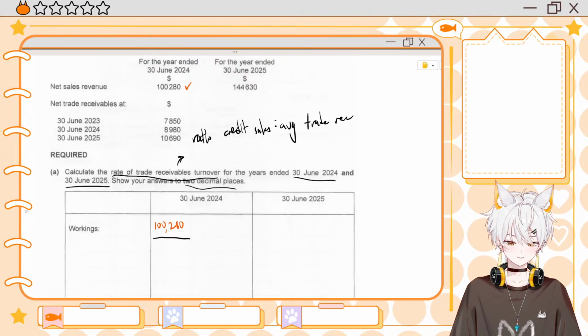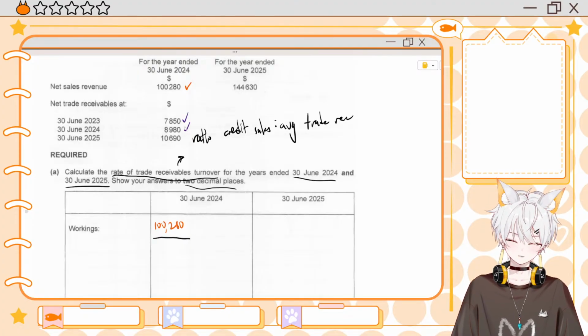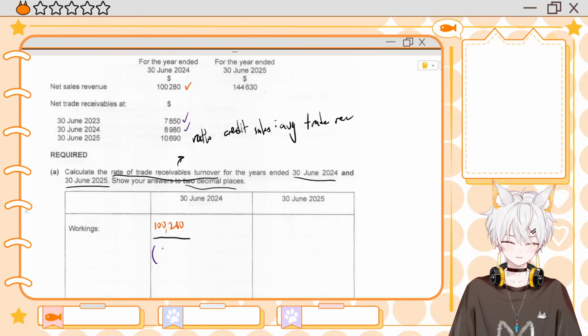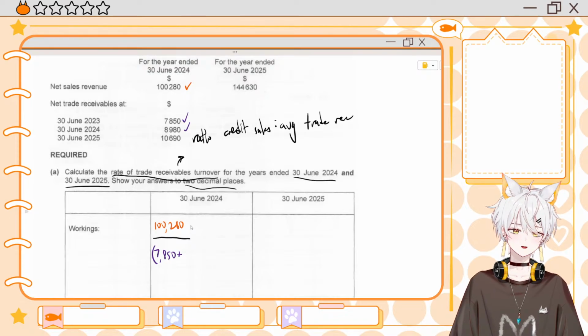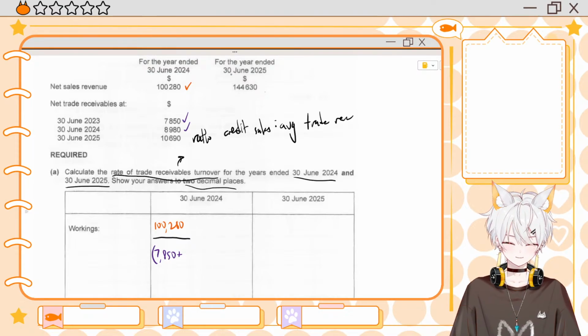Okay, so as we were saying, trade receivables. How do we find the average? We take the two values that I've marked in purple, and I'm going to write in purple as well, so it's a little bit color coded. I'm not sure about people with color blindness, I'm sorry, but I'll try my best. So 8980 divided by 2.